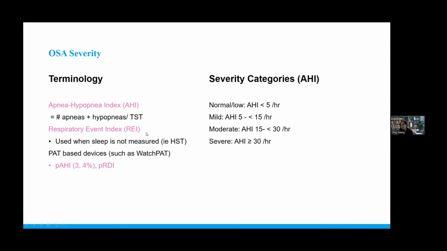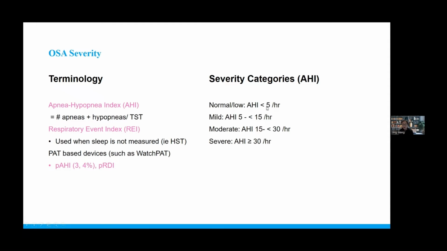If we have a home test, for example, where we're really not measuring the EEG and we don't have a true assessment of total sleep time, then technically that index is termed the respiratory event index, or the REI. And then PAT-based devices such as the WatchPat will generate indices that are also termed AHI and RDI, which in this case stands for respiratory disturbance index, which I didn't include just for the sake of simplifying. But the indices are always denoted by a little p, so you know that if it's a pAHI, this number came from a WatchPat and not an in-lab sleep study, for example.